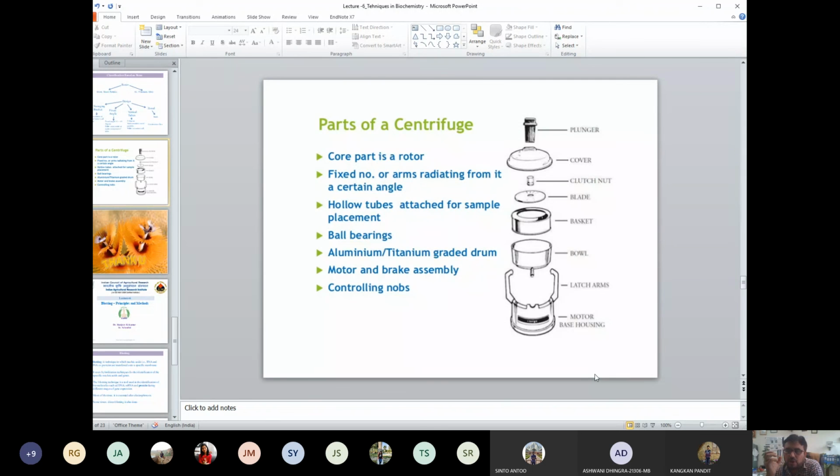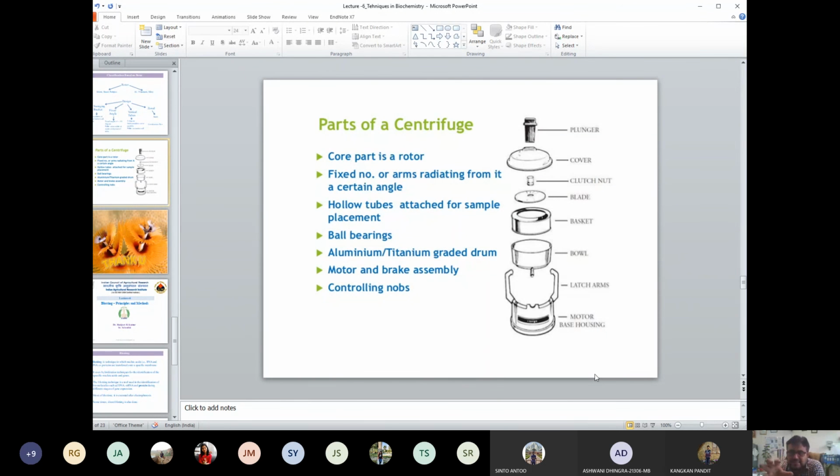Then you have a controlling knob. Then you have a motor and brake assembly. Suppose some emergency happens, you have an automated brake assembly or brake shoes which you can press, and you can immediately stop the centrifuge. Then you have a cover, so that when you put in your sample, you can easily close it using the cover at the top. Then you have a blade to close that particular sample slot. Then you have a basket in which you fit your sample, and then latch arms, motors and other things.